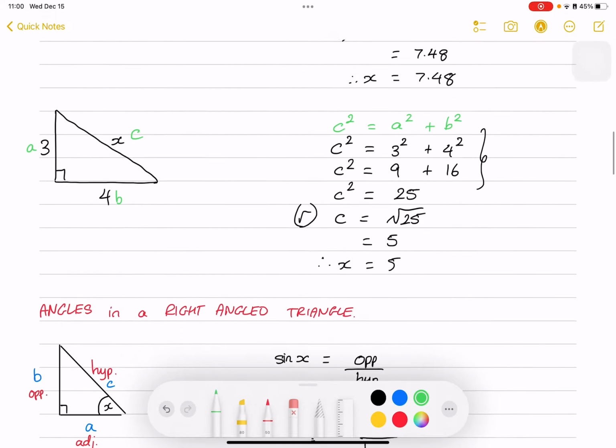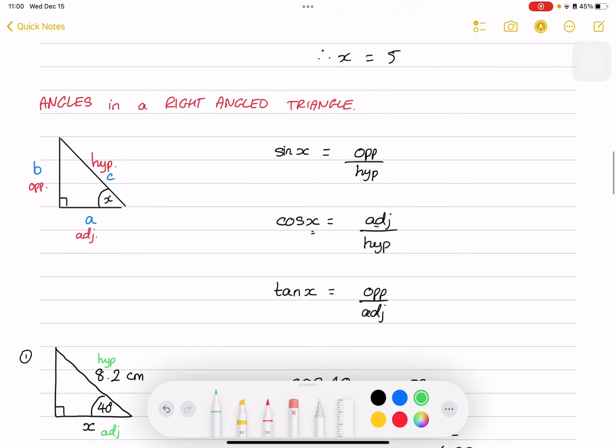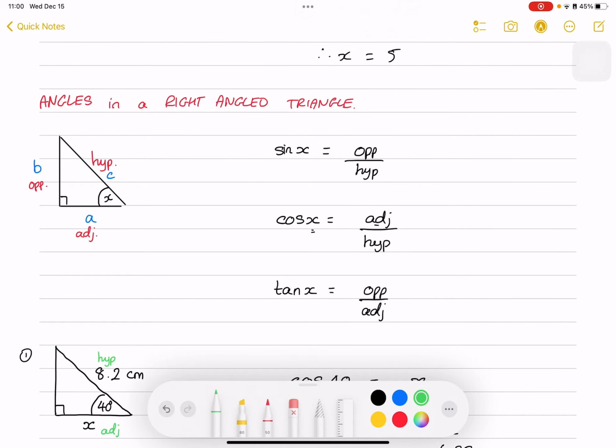Alright, so let's take a look at what happens when we are given an angle, or if we have to find an angle in a right-angled triangle. Okay, so again, let's take a look at this angle x over here in this shape. So we can identify the names of each side of the triangle. Remember, the side that is opposite the right angle is called the hypotenuse always. It will never be anything different.